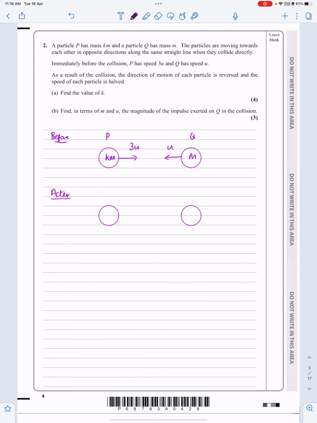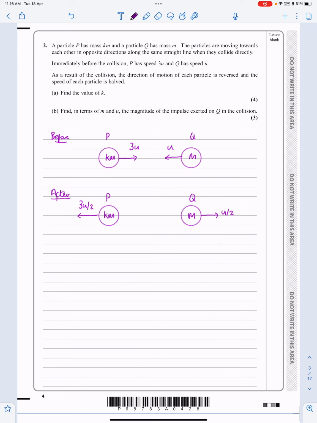These two are moving towards each other, so I haven't got any choice but to put that one as 3U and to put that one as U on my diagram. This is the before diagram, and then afterwards, what have we got going on? Well, we've still got P, it's still the same mass. We've still got Q, and that's still the same mass. As a result of the collision, the direction of motion of each particle is reversed and halved. So I don't have any choices with this diagram situation set up at all. I've got to have U over 2 and 3U over 2, and in those directions.